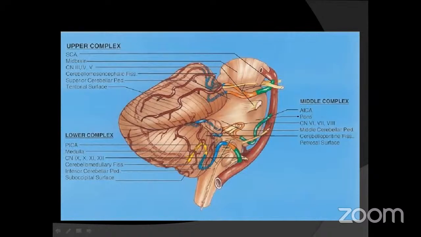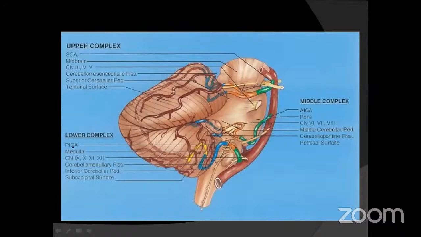has AICA as its main blood supply. The part of the brainstem it is associated with is the pons. Cranial nerves associated with it are sixth, seventh, and eighth. The middle cerebellar peduncle and the cerebellopontine fissure are involved. We talk about the cerebellopontine fissure because it's associated with the pons. Here it was the midbrain, so we had the cerebellomesencephalic fissure. The surface of the cerebellum it supplies is the petrosal surface.